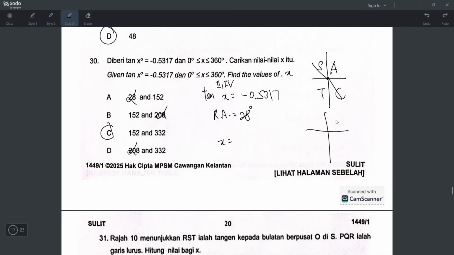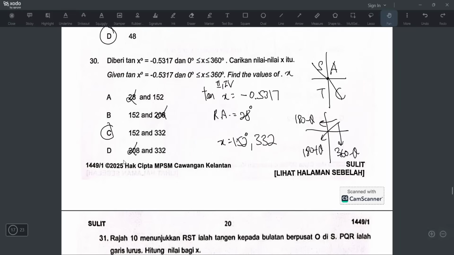How to convert quadrant 1 to 2, 1 to 3, 1 to 4? 1 to 2 is 180 minus, 1 to 3 is 180 plus, 1 to 4 is 360 minus. This is all you need to know. So to quadrant 2, 180 minus 28, and you get 152. And then quadrant 4, 1 to 4 is 360 minus 28, and you get 332. So the answer is C. That's all.